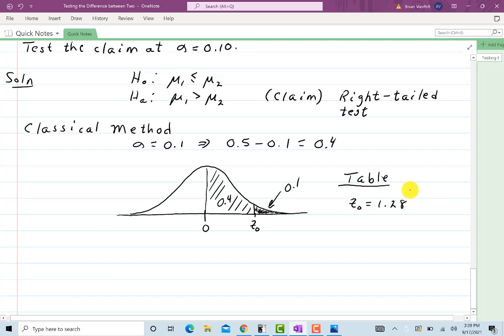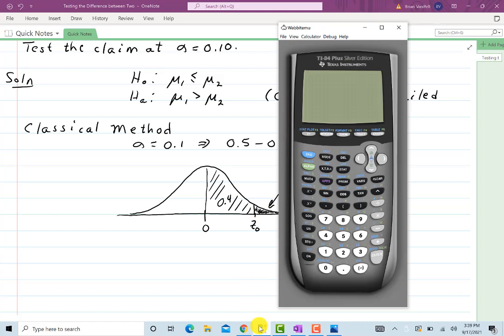Now, you can also do this kind of thing with your calculator. If you know that this area is 0.4, how do you use your calculator to get this Z naught value? So let's open up the calculator and take a look at our stats menu. Click second DISTR, this is for statistical distribution, we're interested in the ones that involve norm.